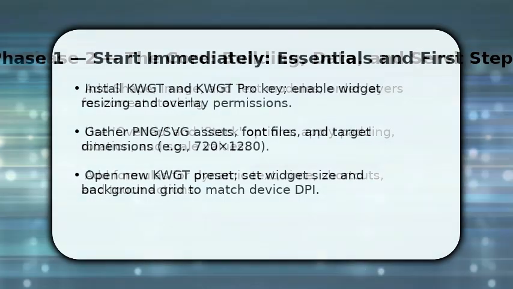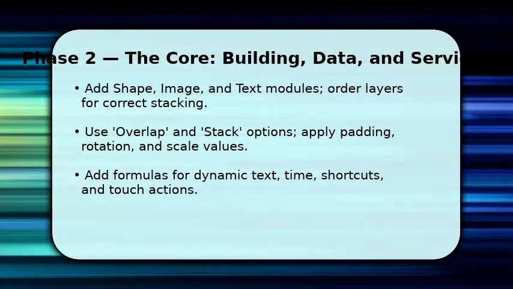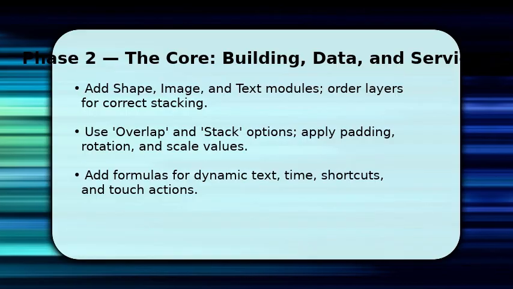You now assemble the widget by adding shape, image, and text modules in order. Place background shapes first and interactive elements on top. Once placed, use overlap and stack settings to control layering. Adjust padding, rotation, and scale with numeric values for pixel-perfect alignment.